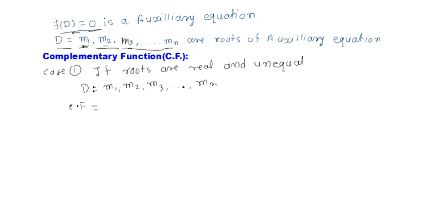equal to, so there are n roots, so here are n constants, c1, c2, c3 and cn. Multiply e raised to the power of these real roots. So c1 e raised to power m1 x plus c2 e raised to power the second root m2 x plus c3 e raised to power the third root m3 x plus up to cn e raised to power the nth root mn x.